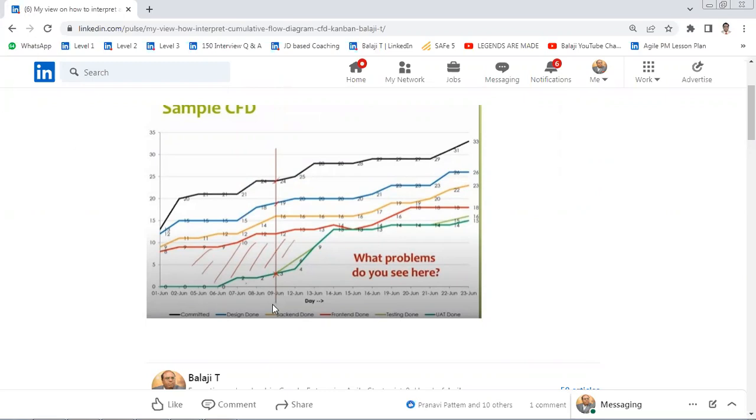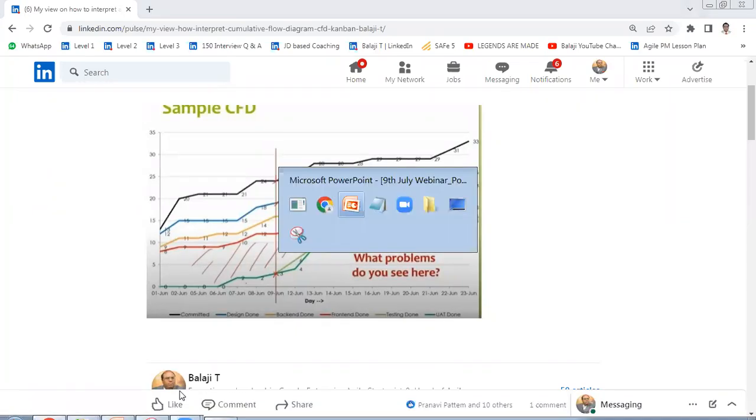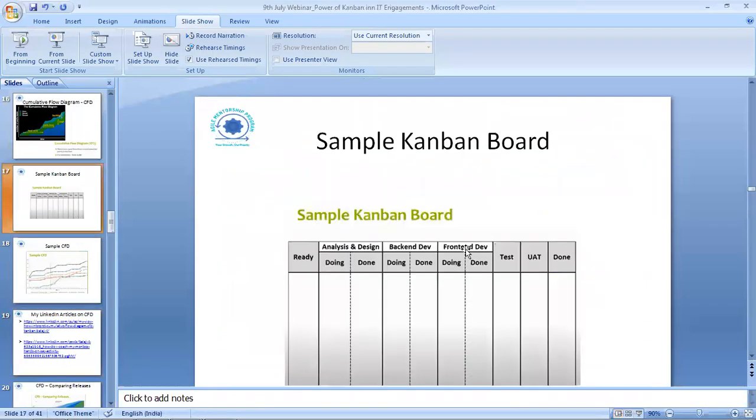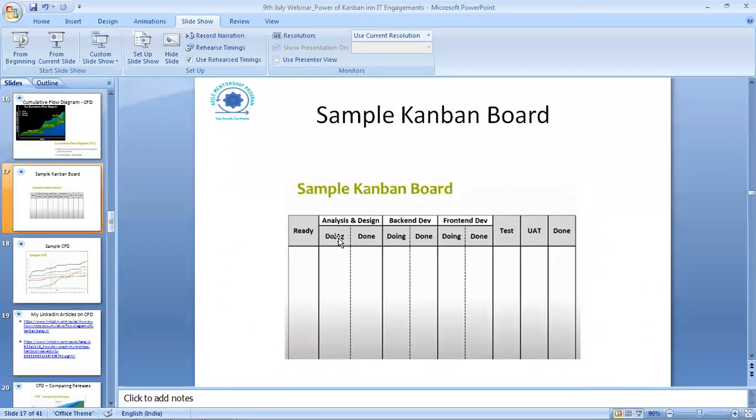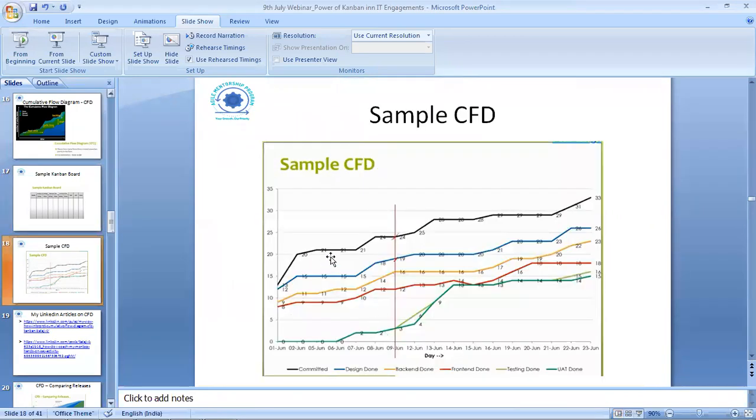Let me tell you like this: committed, design done, back end done, front end done, testing done, UAT done are the columns of your Kanban board. Because we cannot take doing as a state. We can only take done, no? Because only done is finished. Within analysis and design, you can still have doing and done. Within back end dev, you can still have doing and done. But what matters in the chart is only done for all the columns. So this board is only getting translated into a chart like this. You understood that concept first?